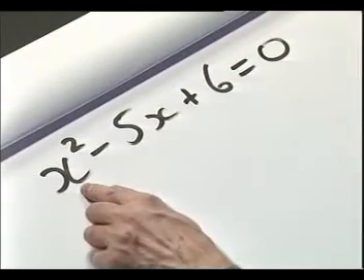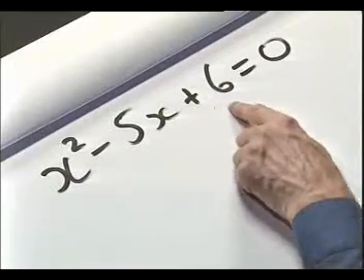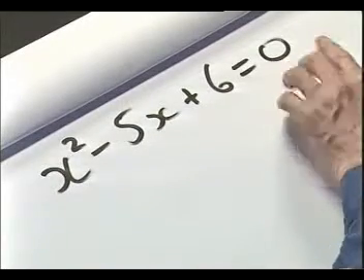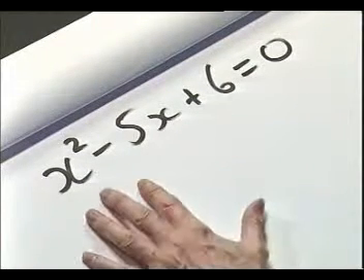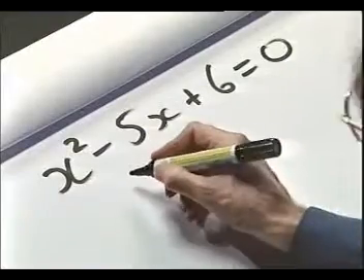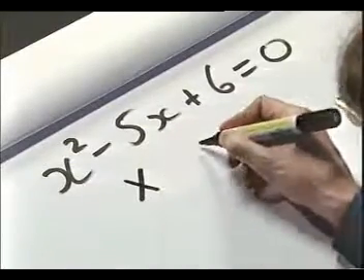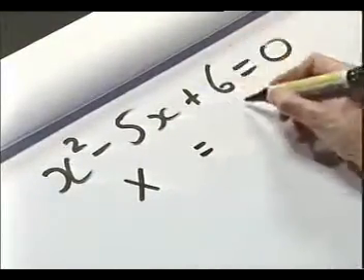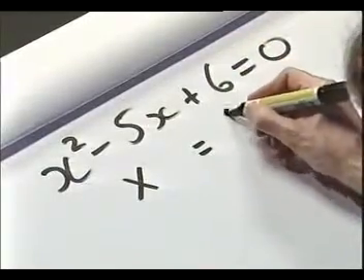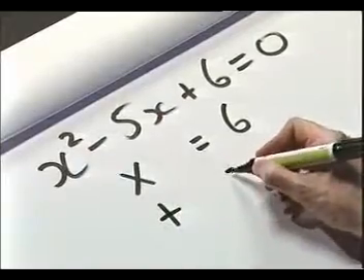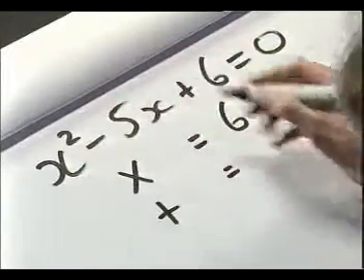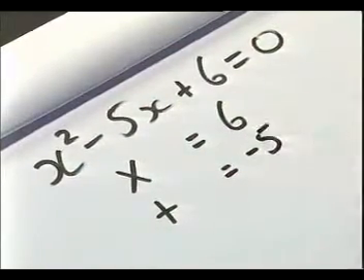So x squared minus 5x plus 6 equals 0. And we're going to solve this by factorising. So, to factorise a quadratic, we need to search for two numbers that when we multiply them together will give us this number here, 6, and when we add them together will give us this number here, minus 5.